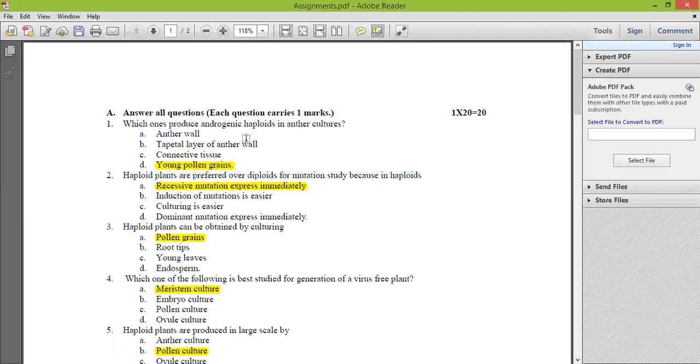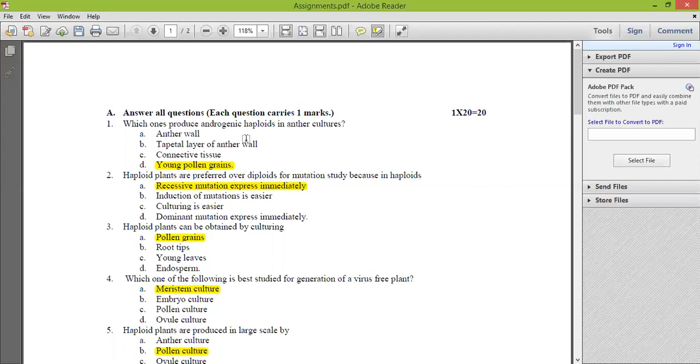The second answer is that a recessive mutation is expressed immediately, because we all know that if two alleles are there, the dominant will always express, whether the mutation is present or not. The dominant one expresses mostly. But in the case of haploid plants, the recessive mutation comes out as the phenotype. So the answer is recessive mutation.